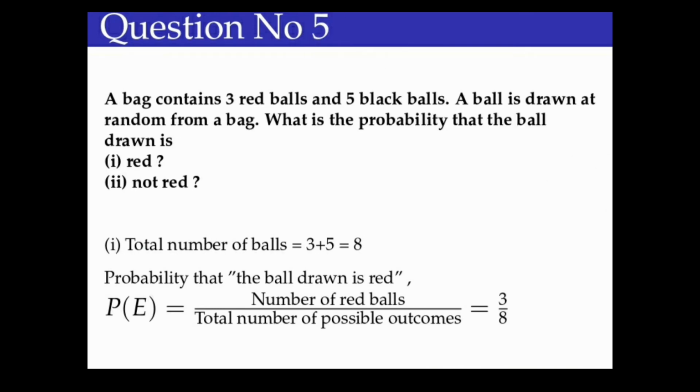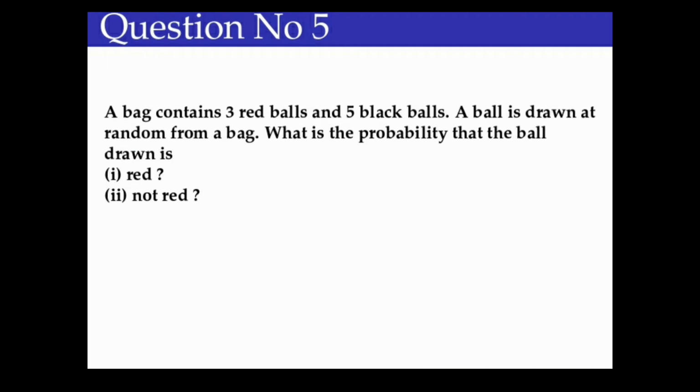It is just the number of red balls, because the property of the event E is the ball drawn has to be a red one. So the number of red balls is 3. It is given in the question, and the total number of possible outcomes is just the total number of balls. So the answer is 3 by 8.